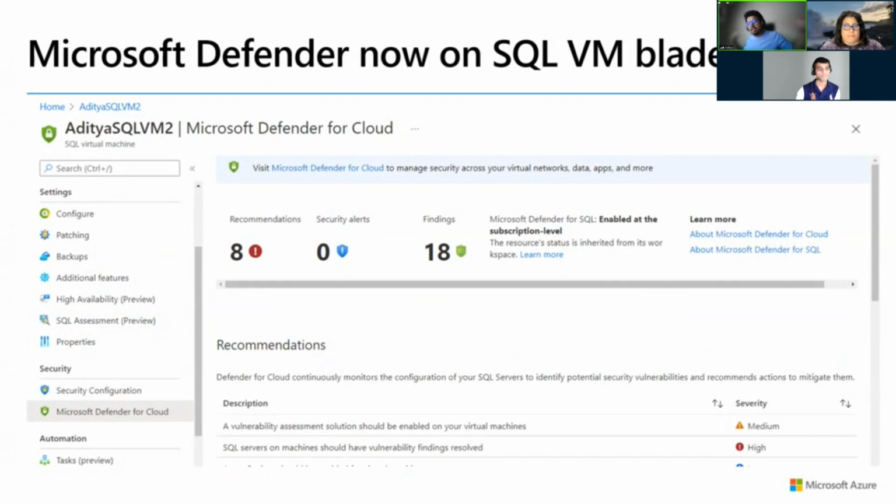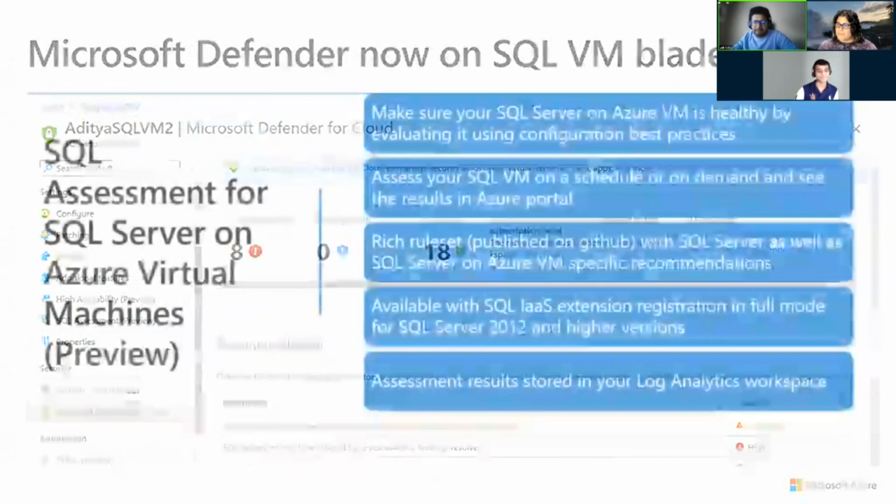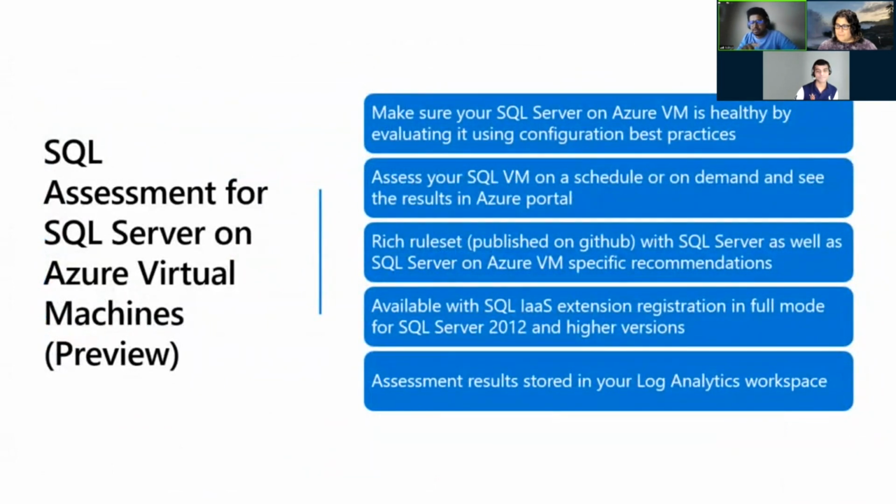Not just that, there are n number of rules that we have worked with different agencies to find out what are the different security rules that the SQL Server should have. We embraced it and kept it there, and it will scan your SQL Server and tell you its findings and recommendations, and lets you remediate then and there. So this is live. If you have the SQL Server IaaS Agent Extension, you can see it in the SQL VM blade right now. Then SQL assessment for SQL Server in Azure Virtual Machines, right?